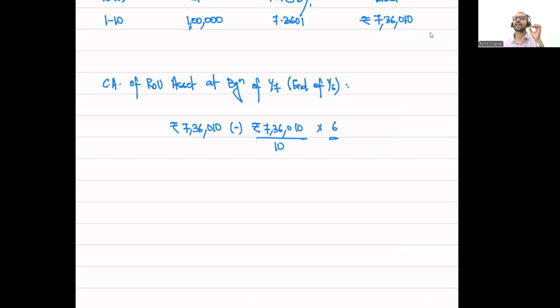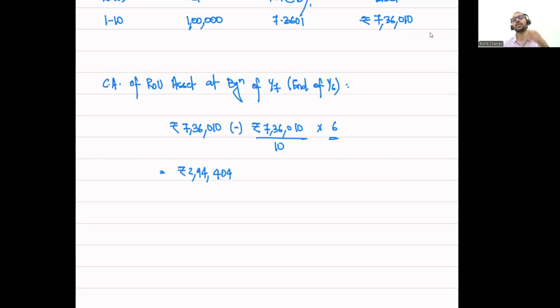I want to calculate the carrying amount at the end of 6th year. So I am multiplying the depreciation per annum with the number of years that have passed by, and I am basically going to have an amount equal to 2,94,404. All right, the carrying amount of the ROU asset at the beginning of year 7 is 2,94,404 rupees.